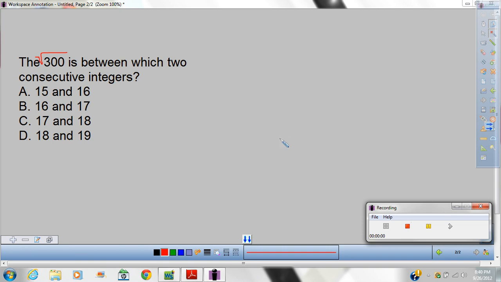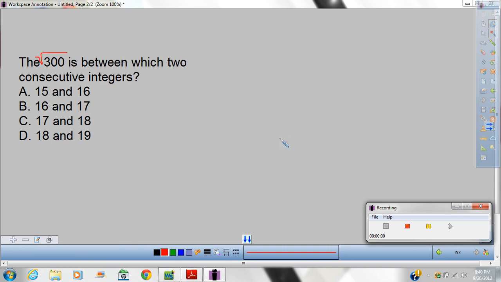So we have here, the square root of 300 is between which two consecutive integers? Is it A, between 15 and 16, B, between 16 and 17, is it C, between 17 and 18, or is it D, 18 and 19?